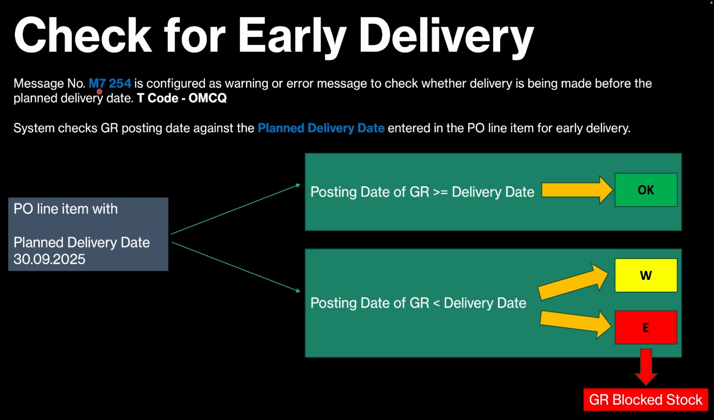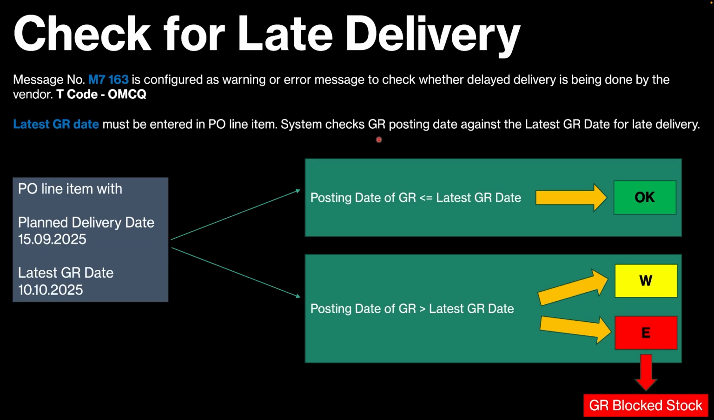The message that we have to configure is M7254. The T code to configure this message is OMCQ. And for early delivery, the system will always check your posting date of GR against the planned delivery date. Now let's see the check for late delivery.